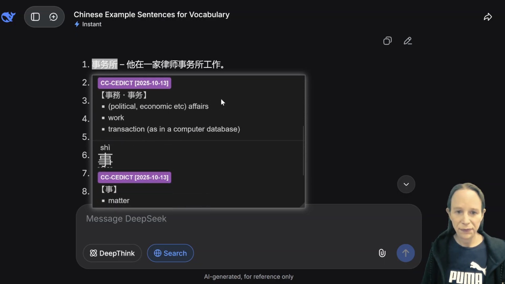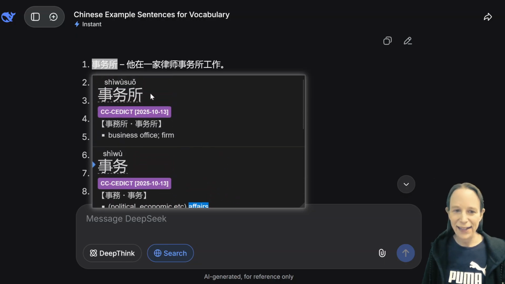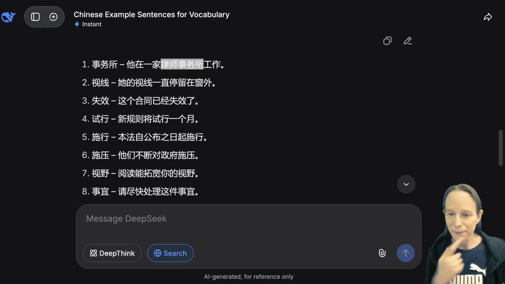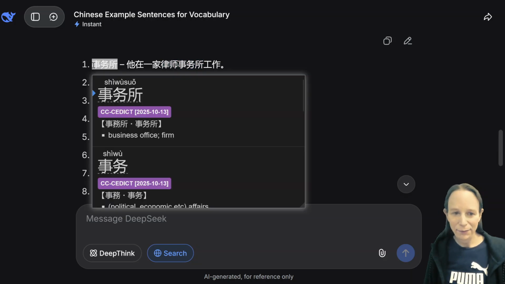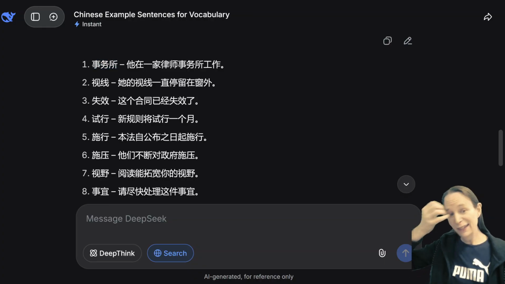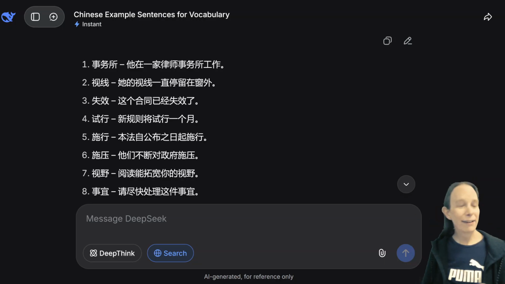事务. Affairs. Affairs place. A lawyer's affairs place. 事务所. Okay, so it's a firm, a legal firm. It says lawyer firm, doesn't it? 律师, lawyer firm. It's a lawyer firm, not a legal firm, I know. Anyway, I don't care that much about this, so it's kind of self-explanatory. It's some sort of place. Going from 事务所 to firm kind of makes sense.